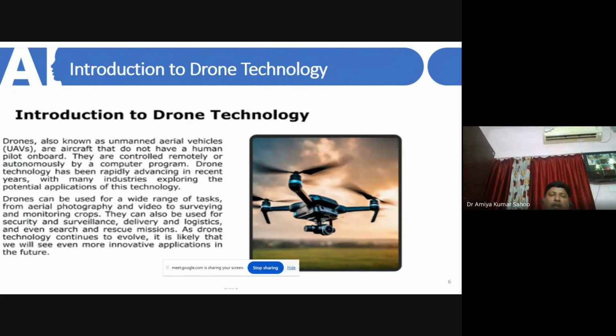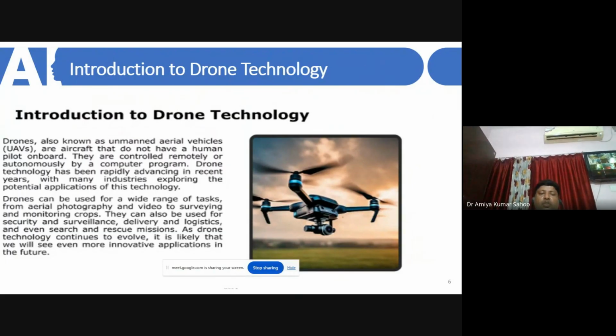Drone technology has been rapidly advancing in recent years, with many industries exploring the potential applications of this technology.